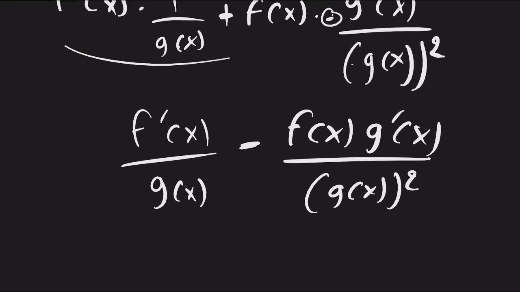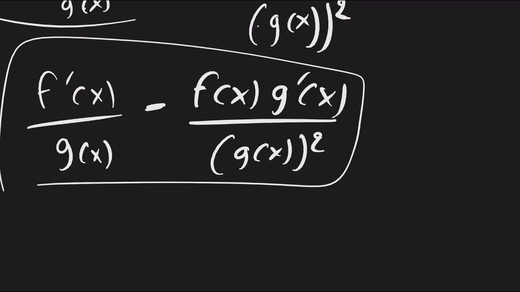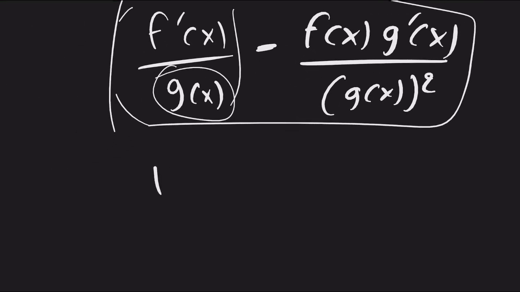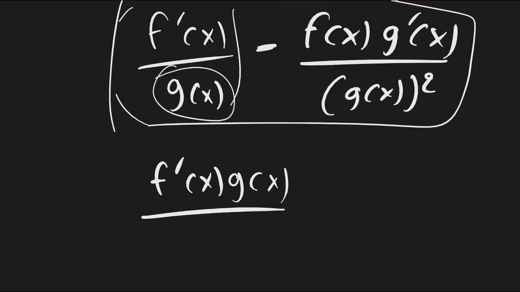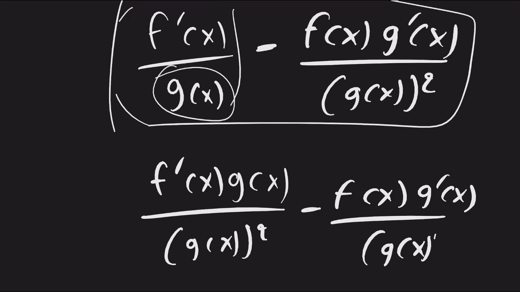And now we want to do the subtraction. So how would we do this? Well, let's convert this denominator into a g of x squared. How do we do that? We multiply this entire thing right here by g of x. And so we have f prime of x times g of x divided by g of x squared minus f of x times g prime of x divided by g of x squared.